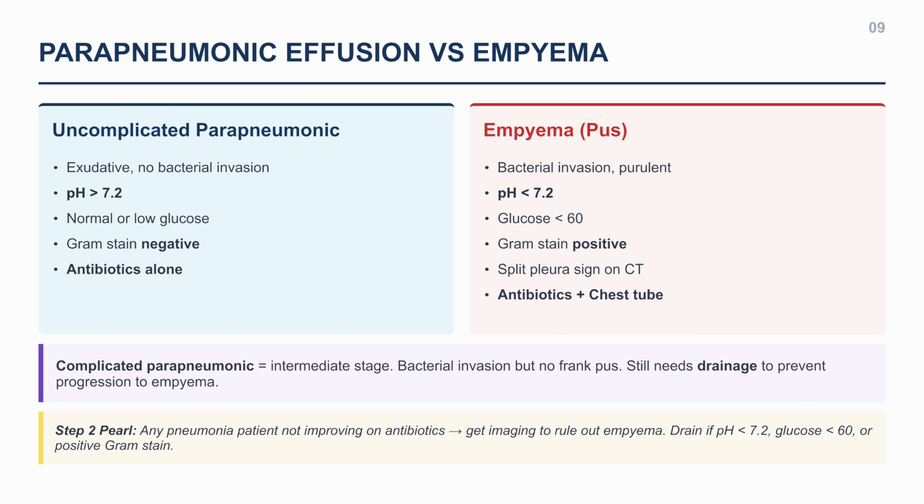The pH is below 7.2. Glucose is below 60, and gram stain is positive. On CT, you see the split pleura sign. Treatment requires antibiotics plus chest tube drainage.